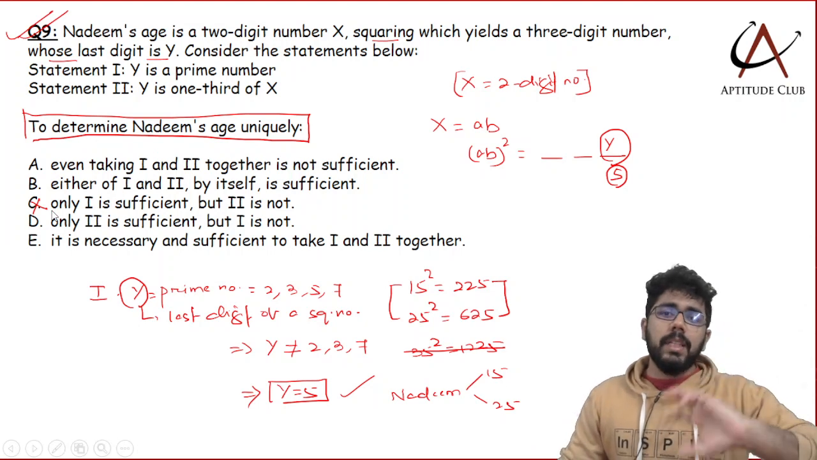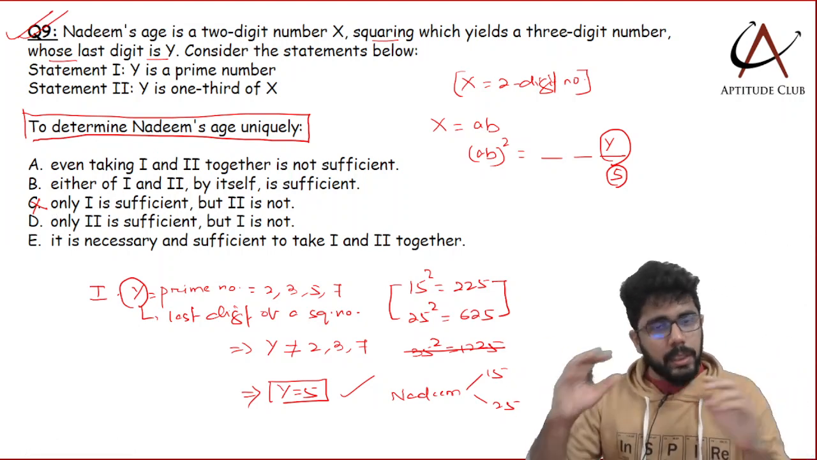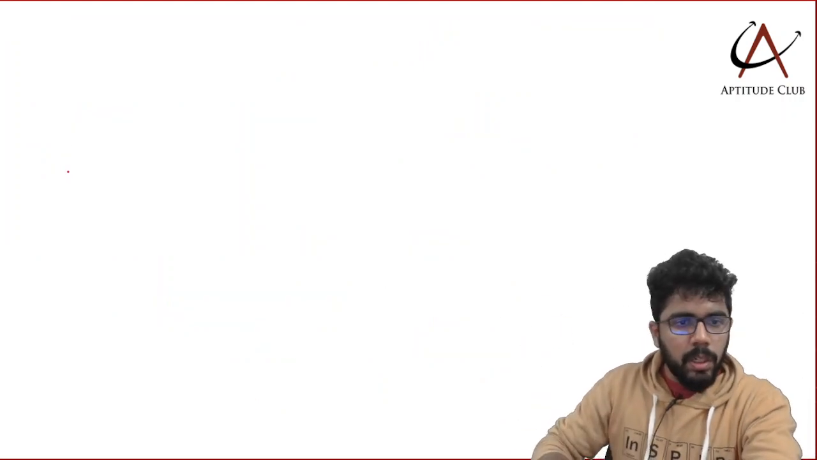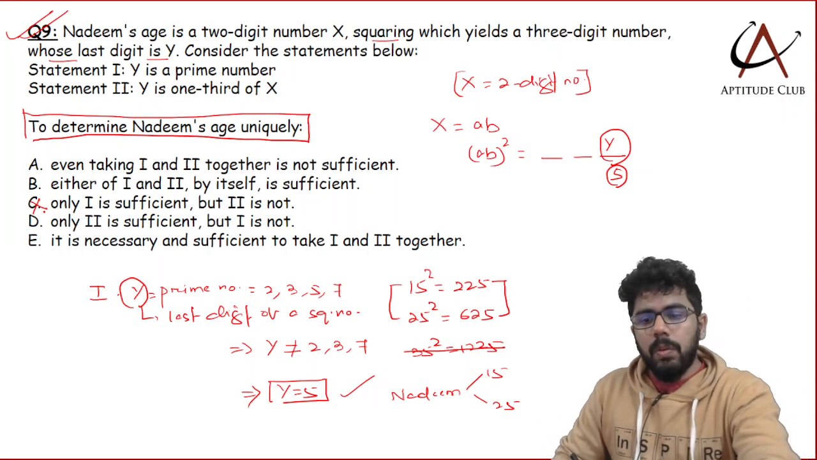Now let us evaluate statement 2. But when you evaluate statement 2, you will have to evaluate it independently, as if statement 1 never existed. After that we'll come to the combinations of the statements. So when I'm evaluating statement 2, what is statement 2 saying? Y is 1/3 of x.